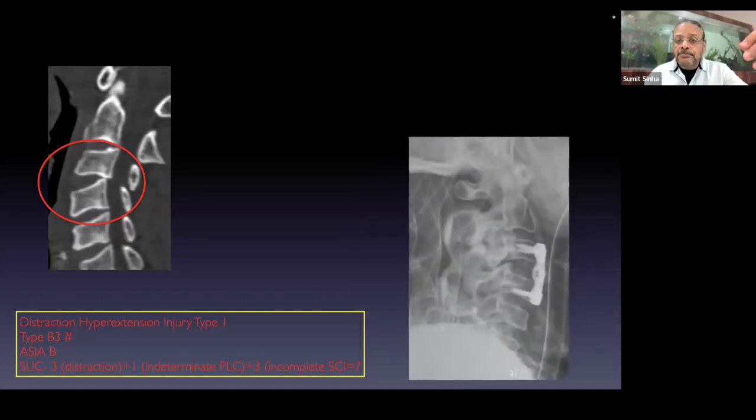So another distraction hyperextension injury. I mean, you see there is an increased space between the C3 and 4 vertebral bodies that you can see in the figure. This is the type B3 fracture. Again, a hyperextension injury. The patient was Asia B, incomplete spinal cord injury, and this is what was done, anterior fixation only.